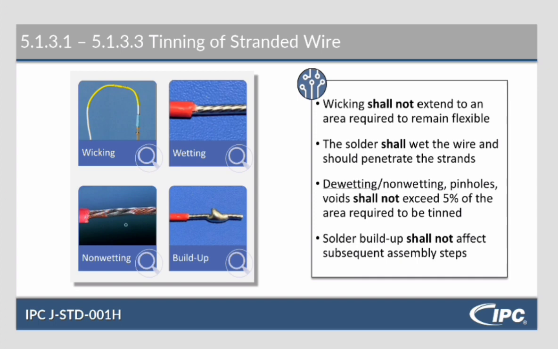Now, what non-wetting looks like: you'll see that the solder hasn't flowed. It hasn't gone down into those strands. It almost looks like it's floating a little on top. Also buildup. If you do have solder buildup, it shall not affect the subsequent assembly steps. This is probably one of the easiest fixes you'll have. If you have a little blob of solder on your wire, you just heat it up with your soldering iron and drag it to the end of the wire and it'll come right off.